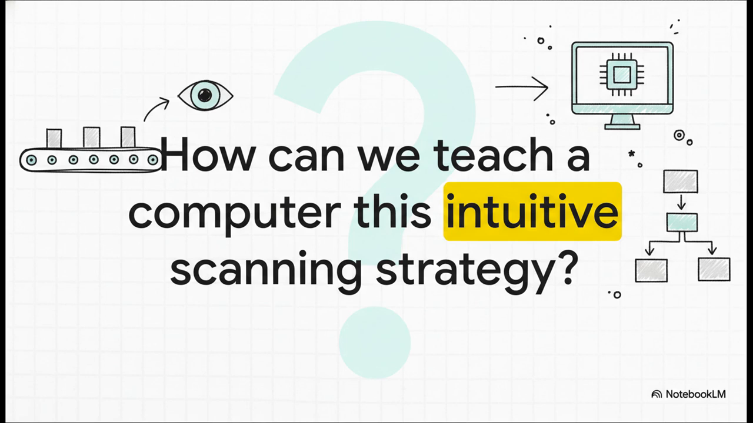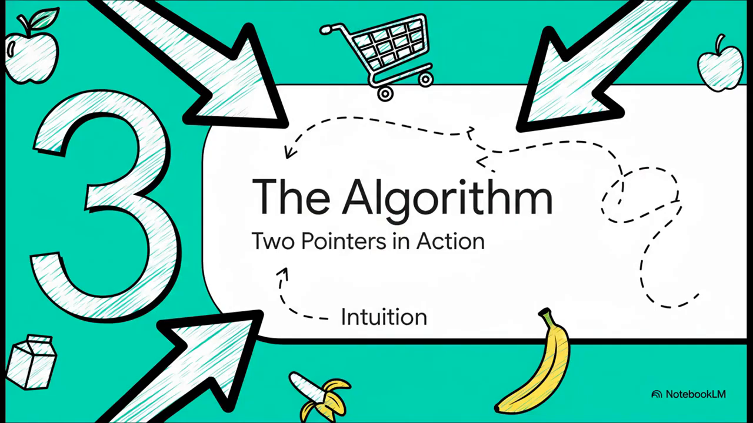Our human strategy is super simple. It's efficient. It just makes sense. So how in the world do we translate this really intuitive scanning method into a formal set of instructions a computer can understand? Well, the answer is this incredibly elegant technique called the two-pointer method. It is the perfect way to turn our shopping list idea into a real algorithm. So let's see exactly how it works.